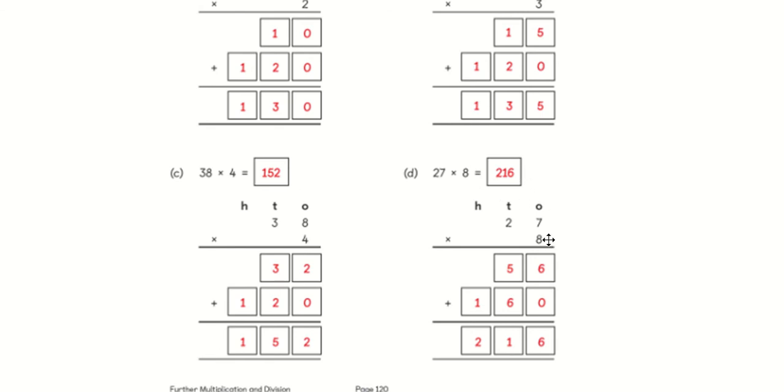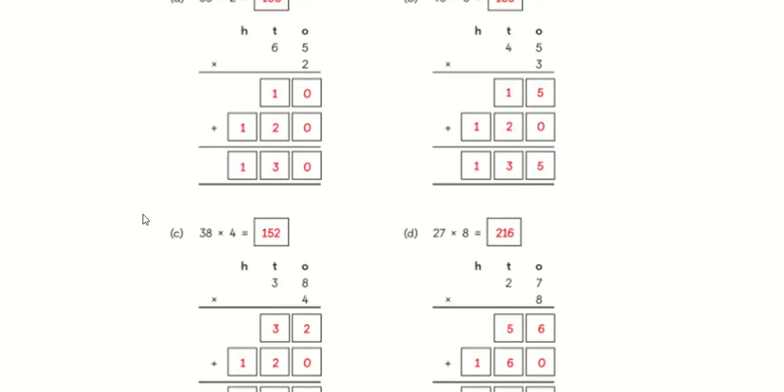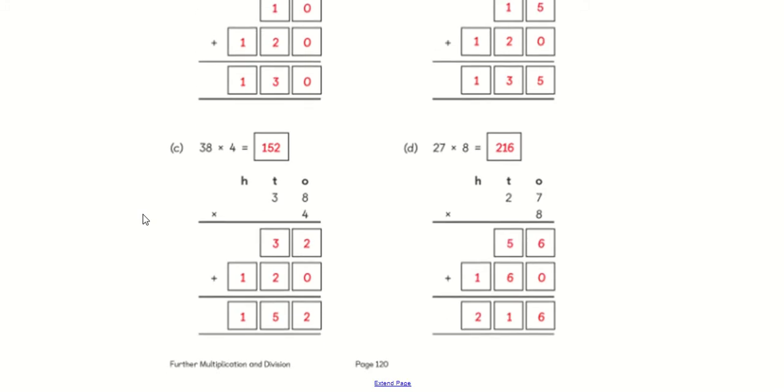Bit of a trickier times table here. We had to do 8 times 7, which is 56. It's a bit of a trickier one. Then 8 times 20 is 160, and we added them together. So well done if you get any of those right.